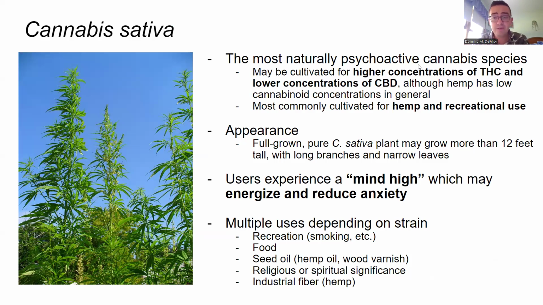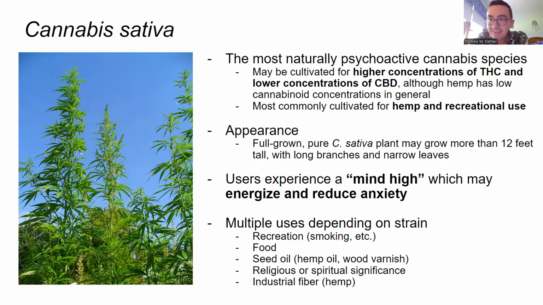Appearance: cannabis sativa is the largest of the cannabis plant species. It can grow up to 12 feet tall, with long branches and narrow leaves. You can see it right there. It's also commonly cultivated to produce hemp because it grows so large. So it's quite useful in the textile industry. And likewise with textiles, it has multiple uses depending on the strain.